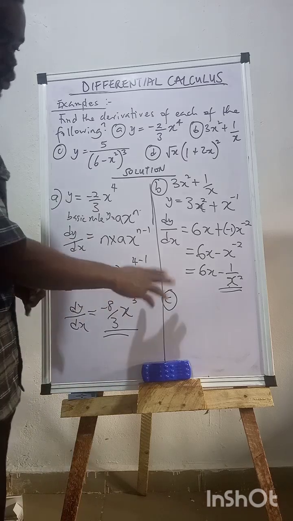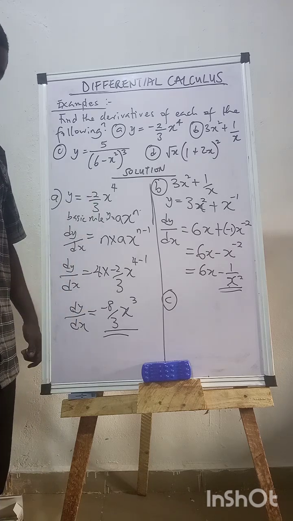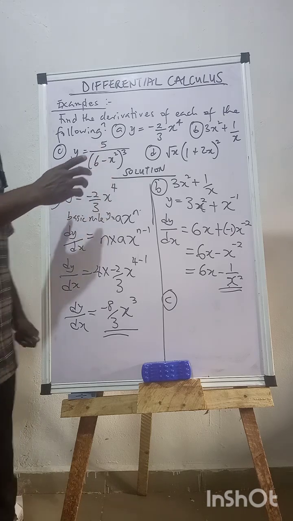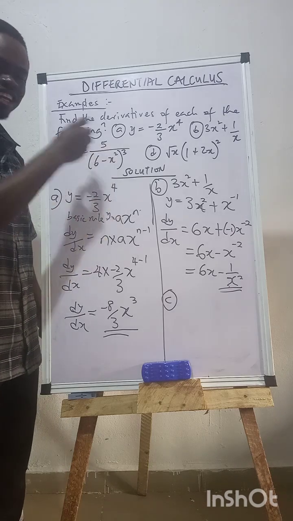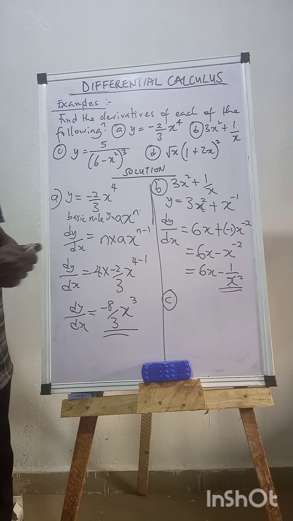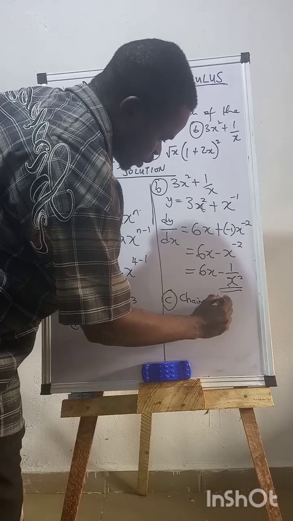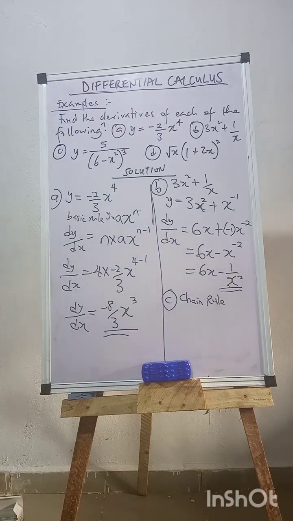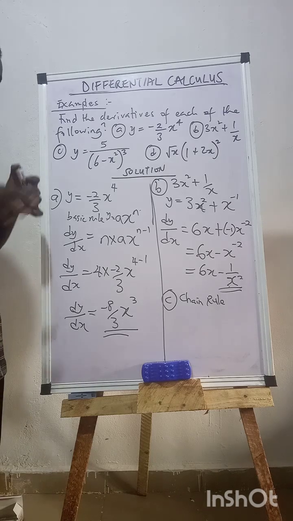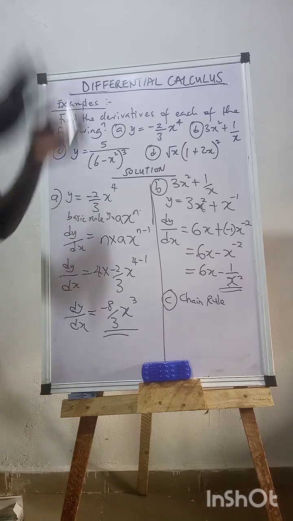The third one is a bit tricky. Now, here it is. This is a value inside another one. So we apply what we call the chain rule. So this is where we are starting from today. The chain rule. What is it about? The chain rule means that whatever is inside another value, you first of all differentiate it individually.